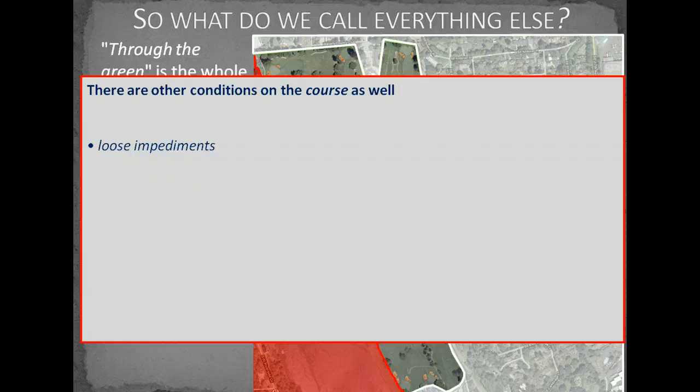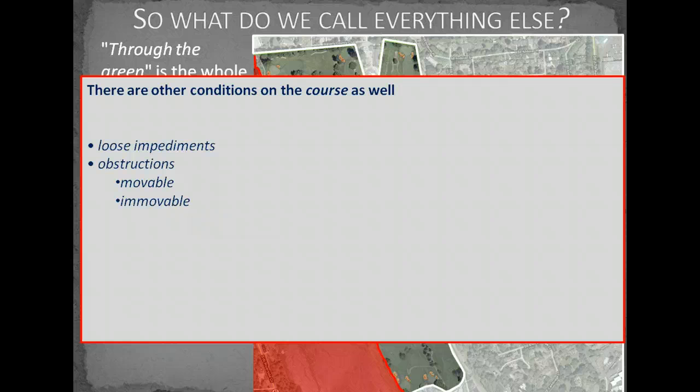Loose impediments, we'll cover those a little bit later, but those are the loose natural objects that are all over the golf course, whether they be leaves, sticks, twigs, worms, insects. Those are all loose impediments, and they can be in hazards, they can be on the putting green, they could be on the teeing ground, and most certainly they could be through the green.